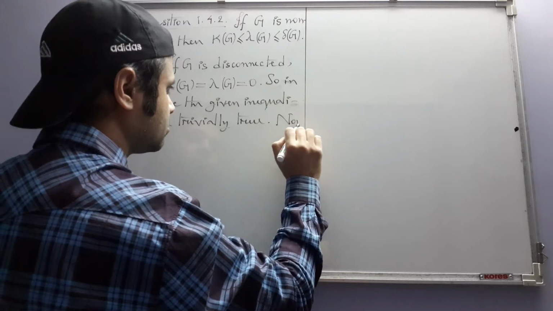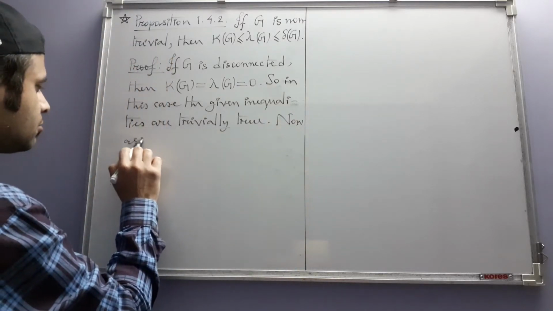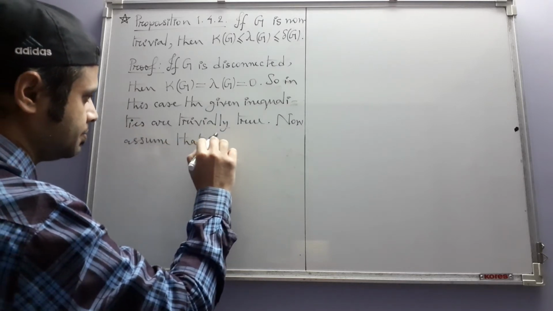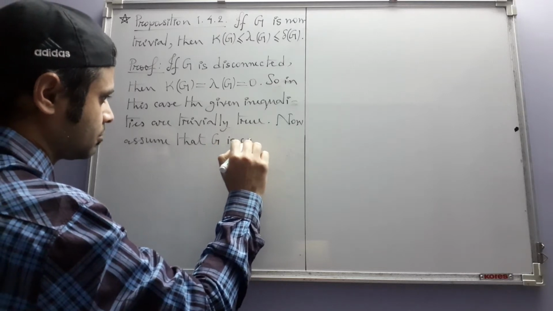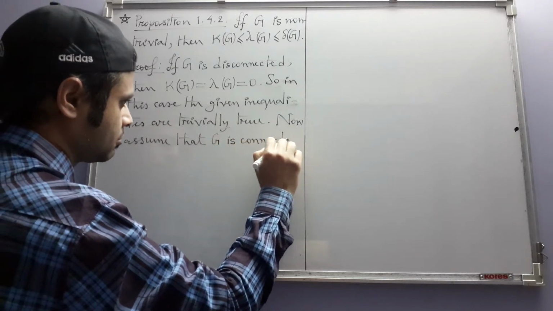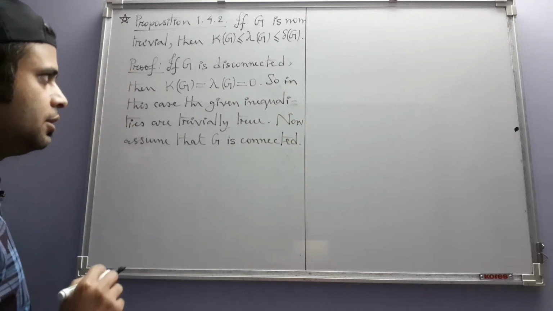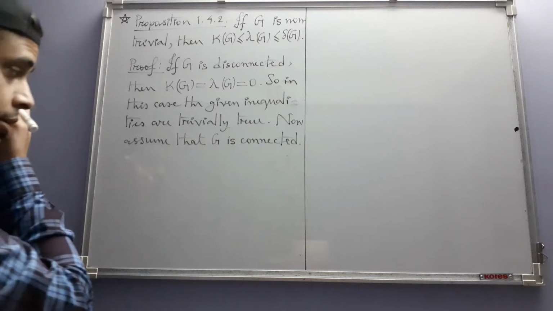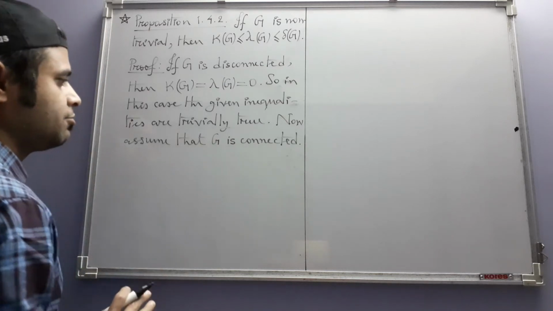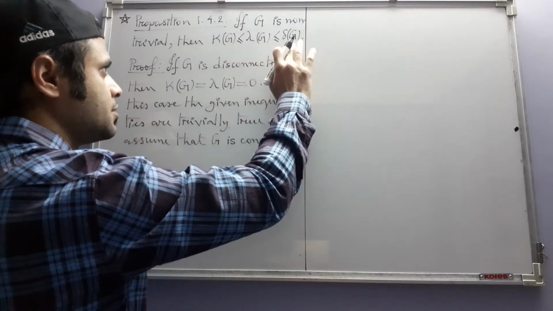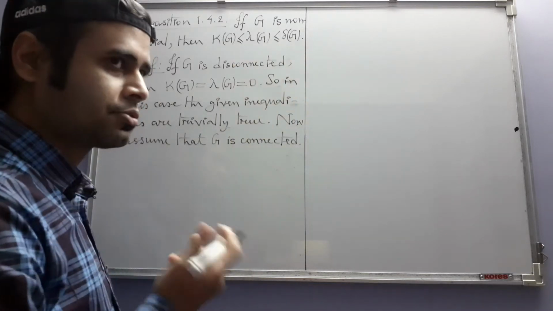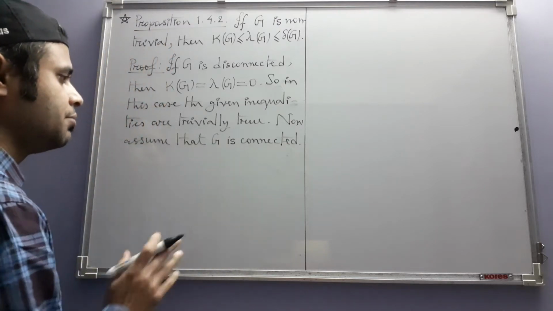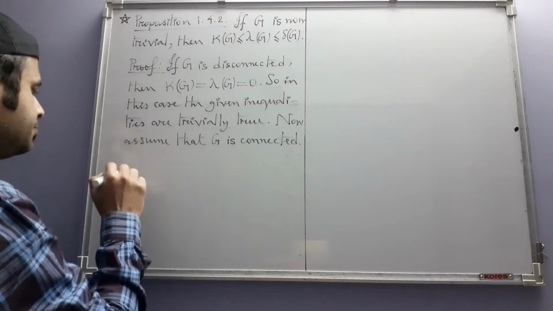Now assume that G is connected. So now G is not only non-trivial, but it is connected also. Okay. Now first of all, the author proves this second inequality in just one line, but let us first see what he has to say, and then we will try to understand it.